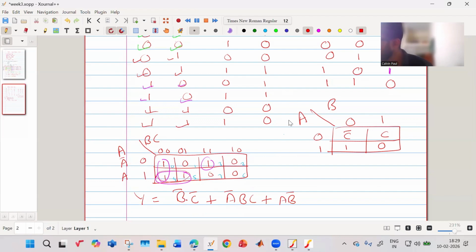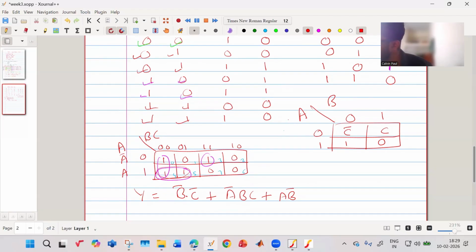How will you get this value? One is we consider this term. Let us consider this term. So what is this Y? This happens when A is 0, B is 1. That's why it is A bar, B, and C. So it is A bar, B, C. Well and good. Now for this term, it is A is 1 and B is 0, so A and B bar.